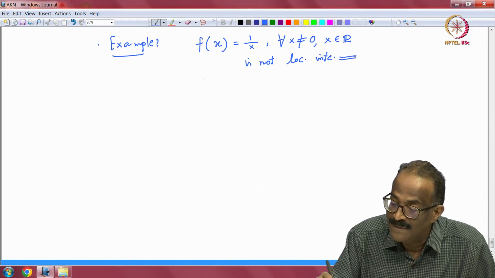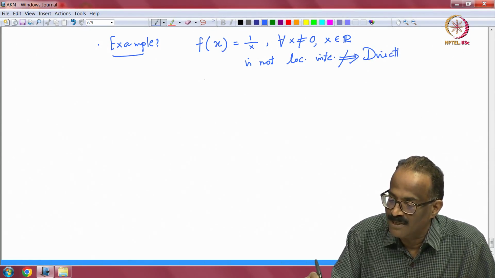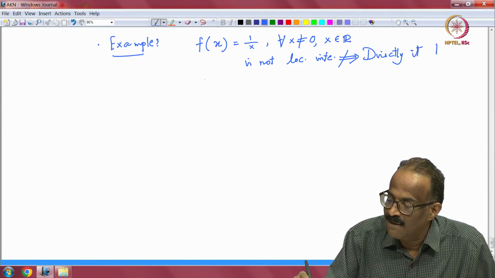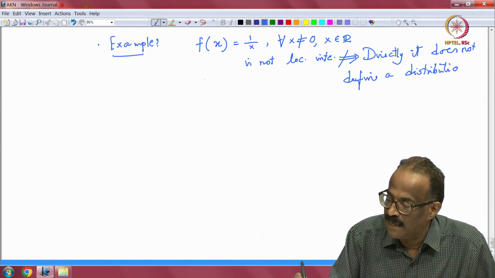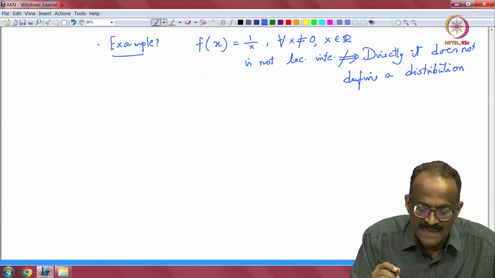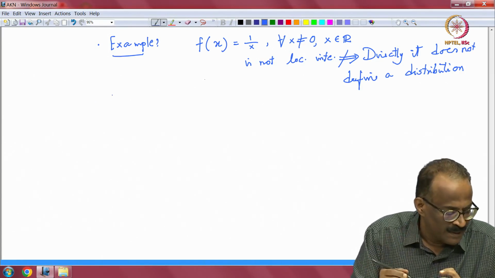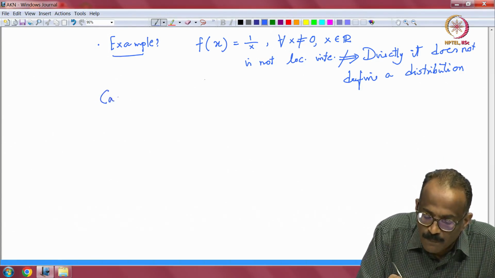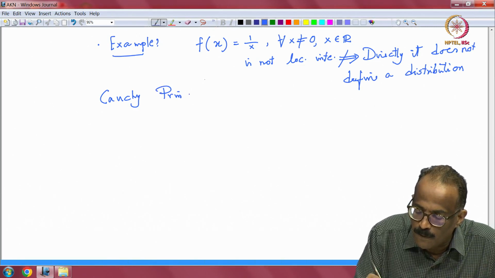So you cannot define it as a distribution directly. That implies directly it does not define a distribution by our knowledge. But then there is an associated principal value integral. There is what is called the Cauchy principal value.